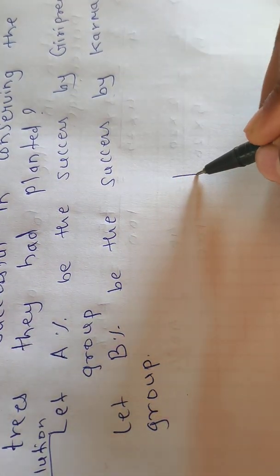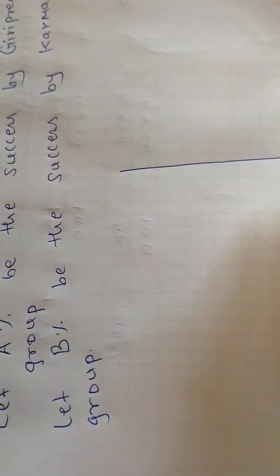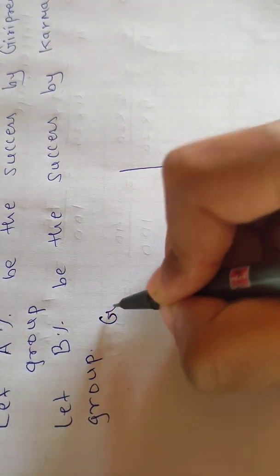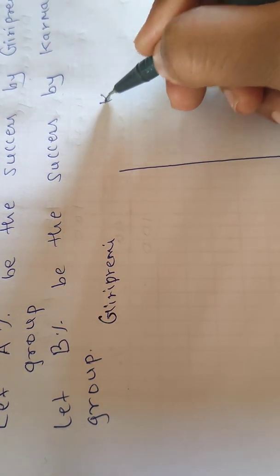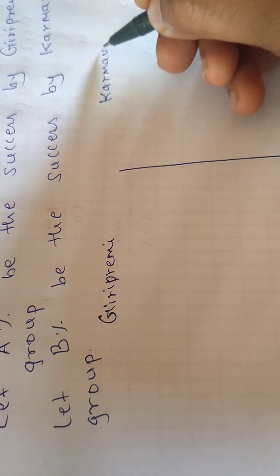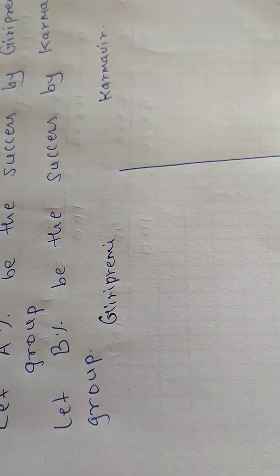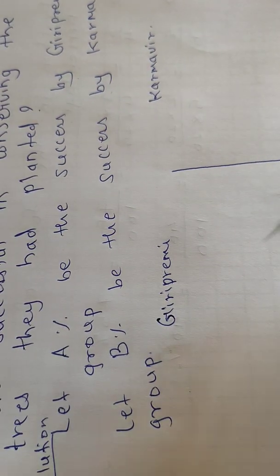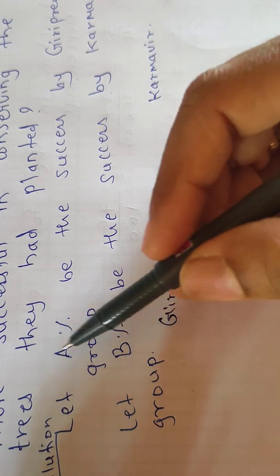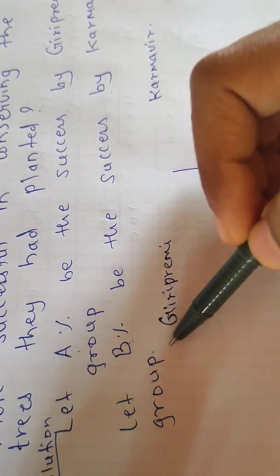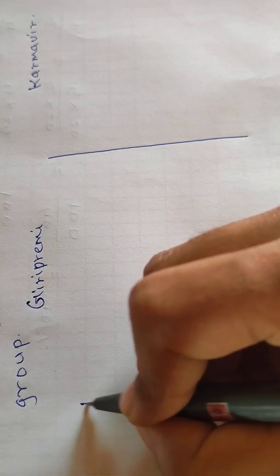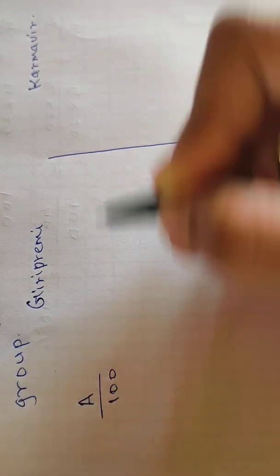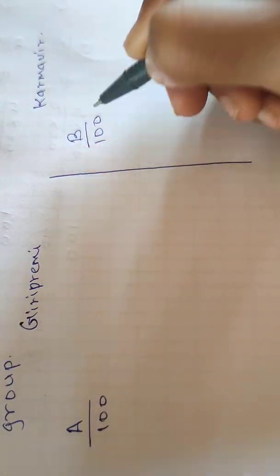Now what will we do? We will make two parts. Here we will solve for Giri Premi and here Karmavir. As we have considered A% and B%, it means A upon 100 and B upon 100. So Giri Premi's number is A upon 100 and here B upon 100.